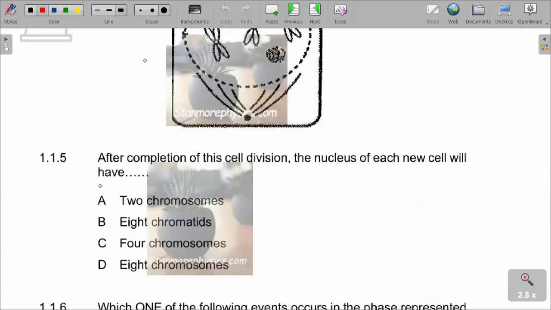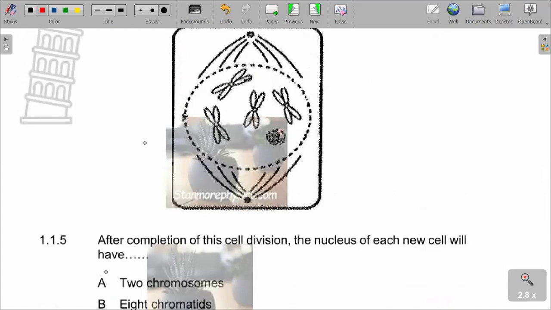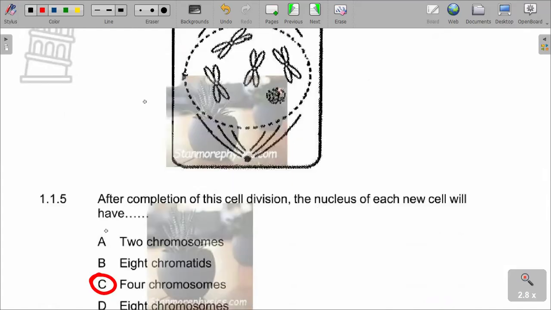What you need to understand is that when we talk about cell division, if it is mitosis, it actually results in cell multiplication.